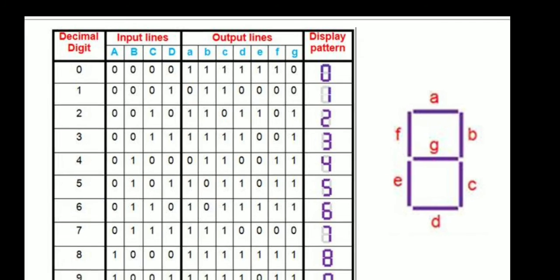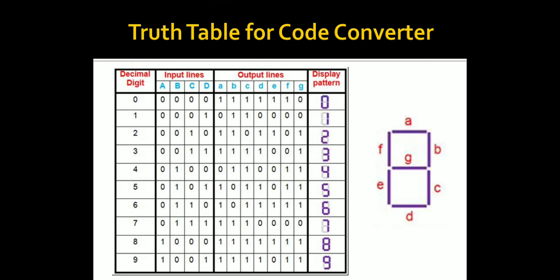Similarly, for representation of 7, the ones on are A, B and C. To represent 8, all outputs are 1 because we need all the LEDs. And finally, to represent number 9, only the LED E is off and all other LEDs are on. With this, we construct the output lines for the given decimal digits.